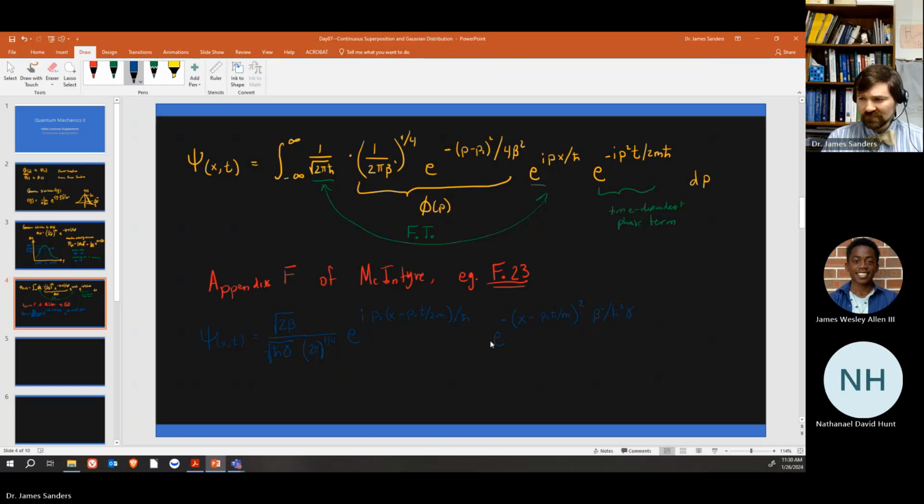Okay. And our new parameter gamma is defined as 1 plus i t over tau, for tau defined as m h bar over 2 beta squared. Okay, so some comments about this thing.